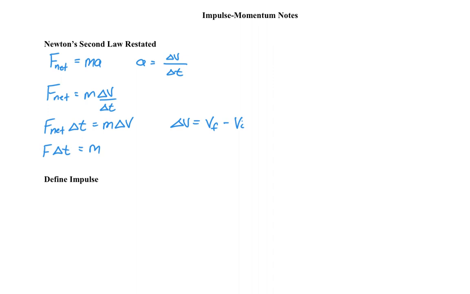So in that case, and I distribute that m, I'm going to find that F times change in time is going to be m times v final minus m times v initial.